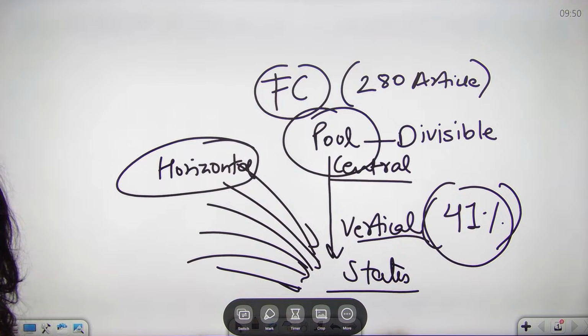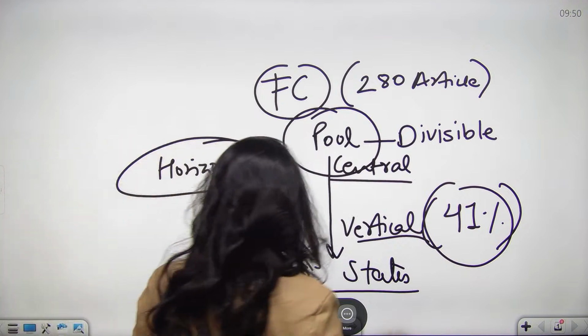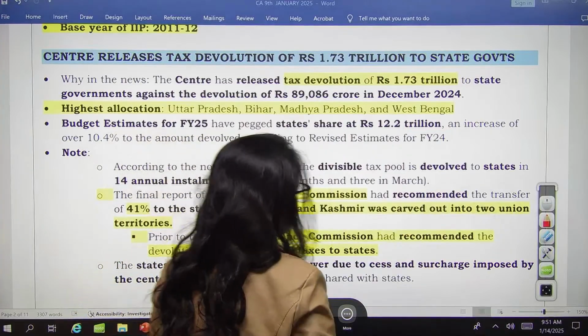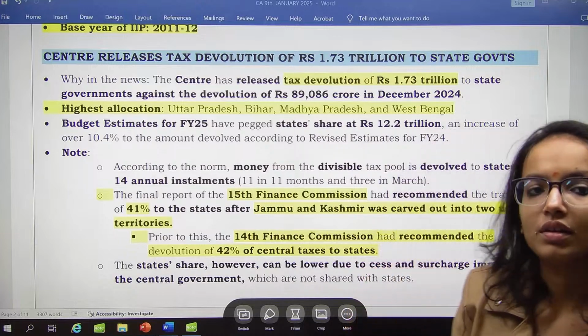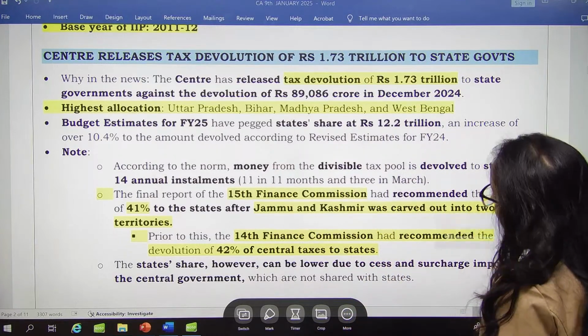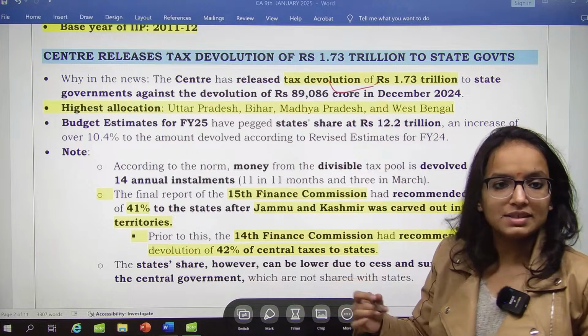I hope you have understood this, right? Vertical devolution, horizontal devolution. So these are the recommendations. Now let's move back to the content. So that's what the center has done.